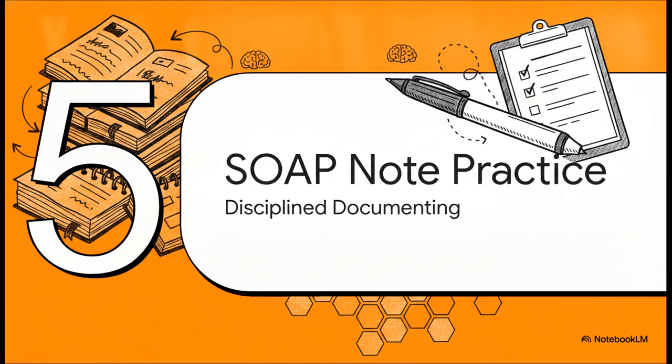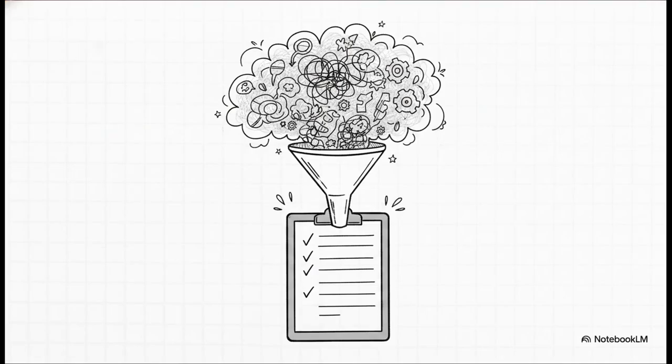Finally, we hit SOAP note practice. This is all about disciplined documentation. This final prompt takes all that raw, messy reasoning we just did and translates it into a standard clinical SOAP note format. We ask the AI to generate the subjective history, the objective vitals and labs, the assessment, and the plan, all based strictly on the case material. It's an awesome self-check to make sure you can clearly separate your objective data from your subjective assessment leaps. Plus, it really trains you to distill complex reasoning into clear, professional documentation.